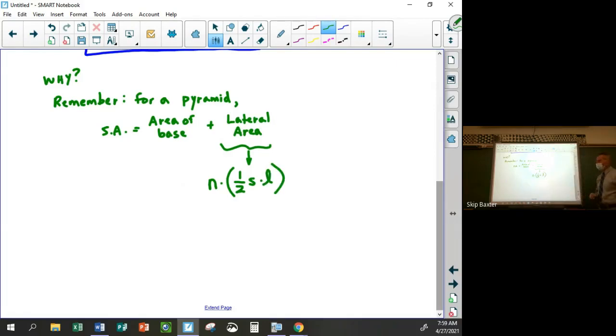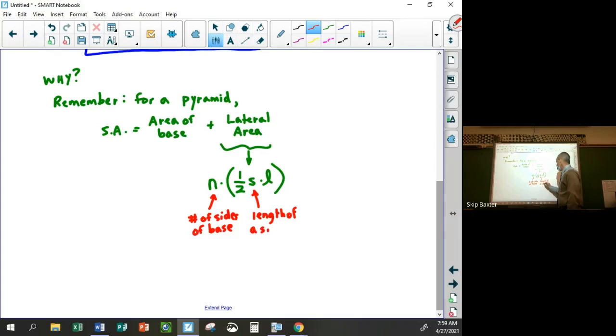Now that might look a little bit strange, but in this formula, n is the number of sides on the base, so if it happens to be a hexagonal pyramid, then n would be 6. S is the length of a side on the base. And L is the slant height.